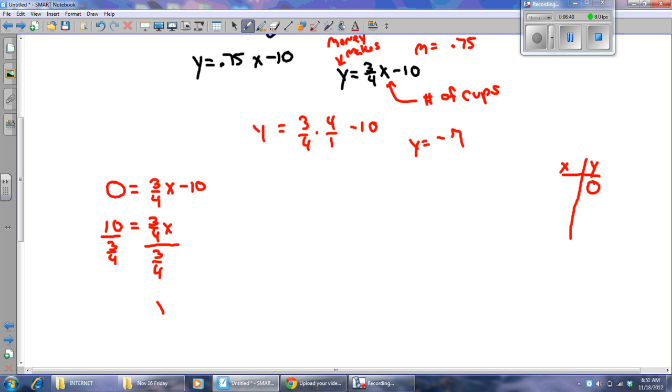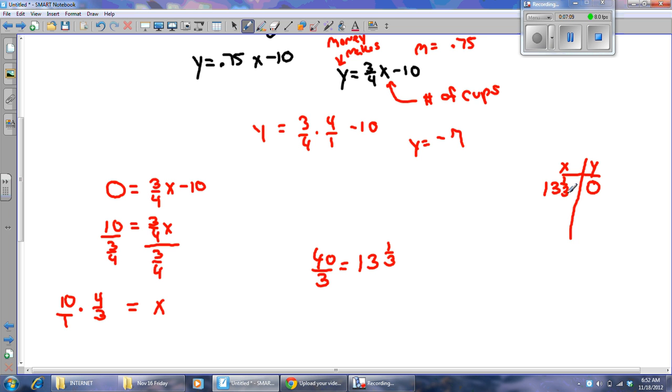Okay, so I'm going to get x is going to equal 10 times 4/3, and that's not going to simplify nicely. I'm going to get 40 over 3, which, let's see here, I think is 13 and 1/3. So I know it's not possible to sell 13 and 1/3 cups.